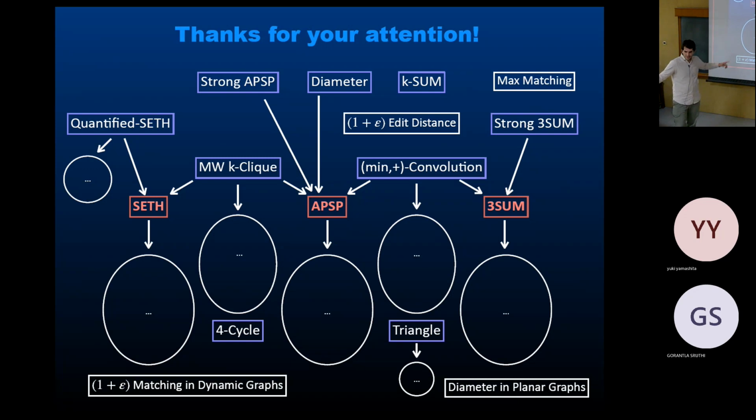There is this quantum SETH paper making some interesting conjectures relating query complexity to time complexity, saying that if you have some function that's hard for queries, then it's also hard for time in a certain way. So there are some examples like this, but not a general one.